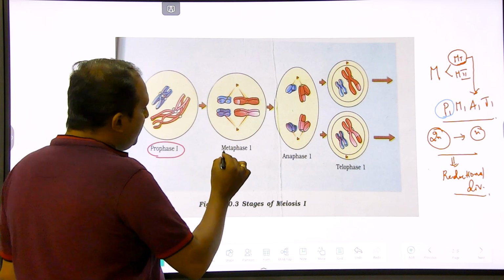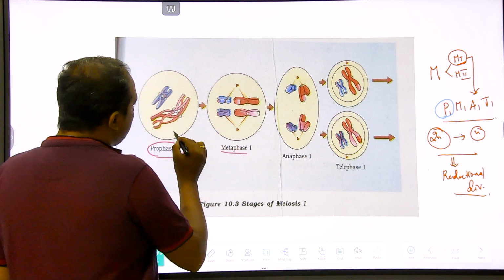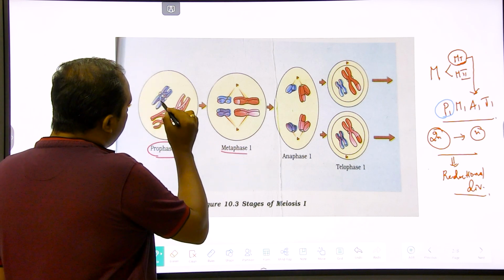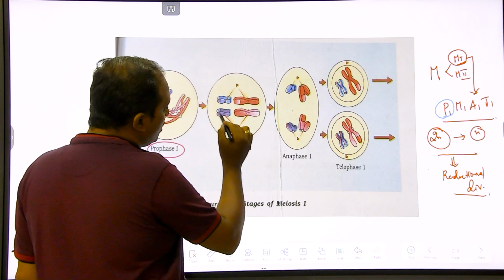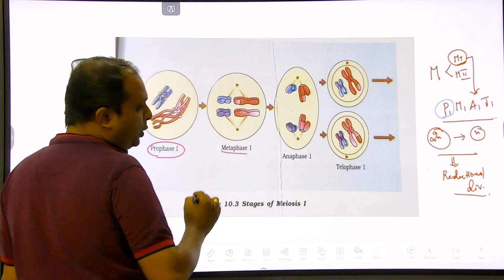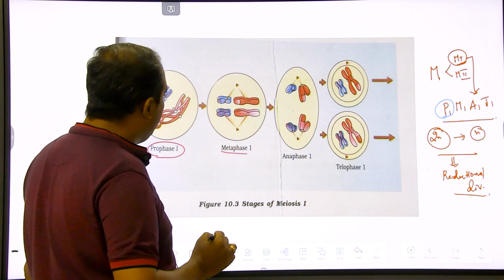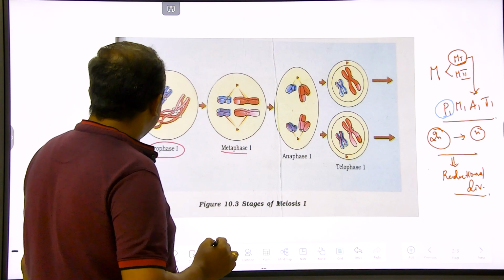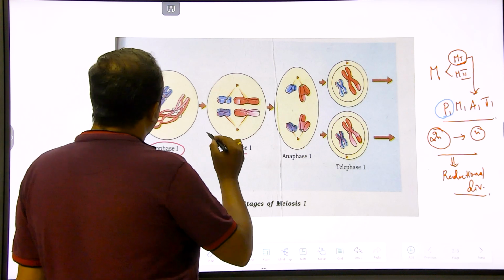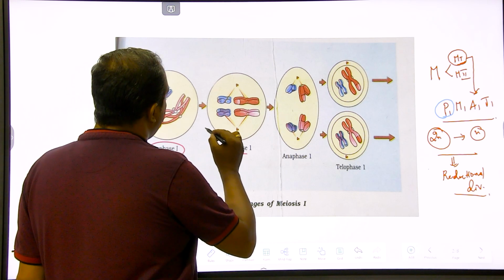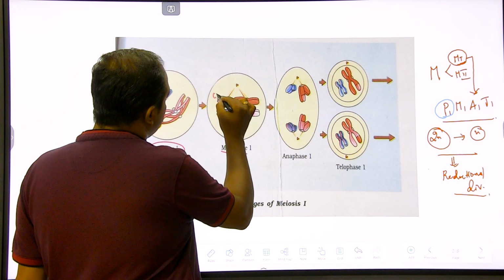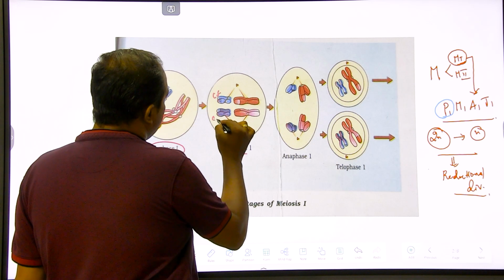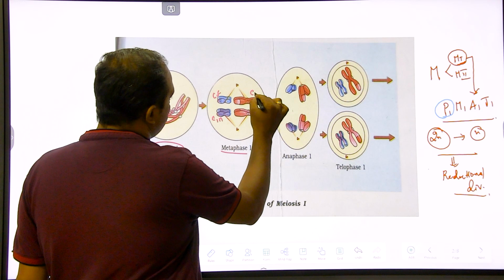Now coming to metaphase. Now what happens in metaphase? The paired homologous chromosomes are going to get aligned at the center of the equatorial plate, right? Equatorial plate. So yeah, this is one chromosome. Let's call this C1F. This is going to be C1M. Let's call this C2F.